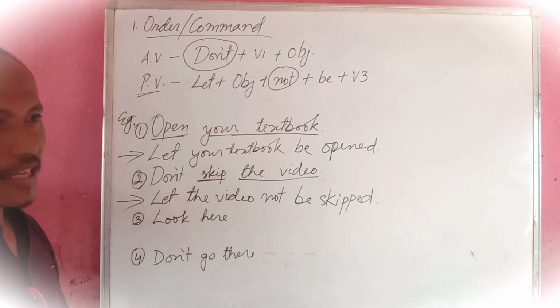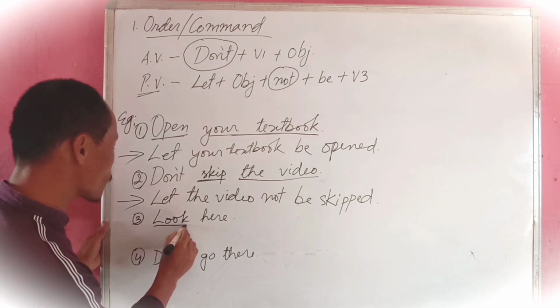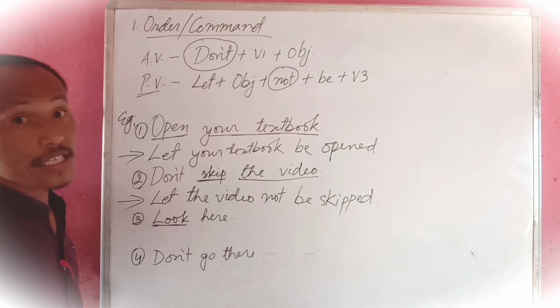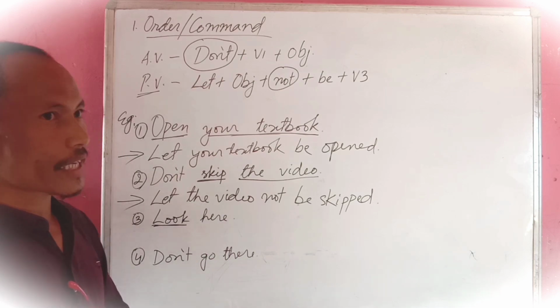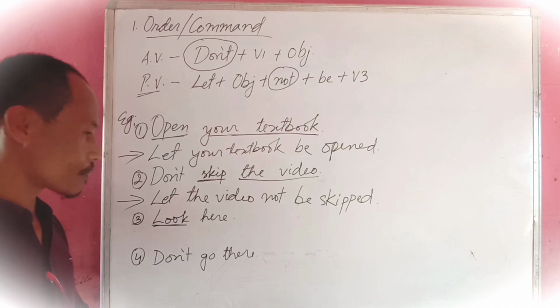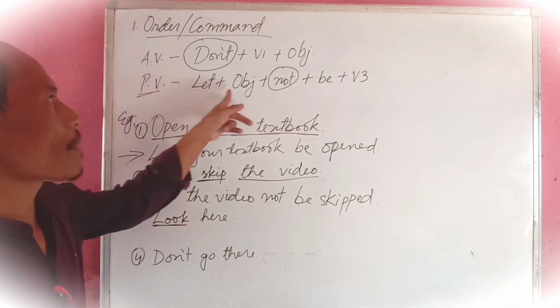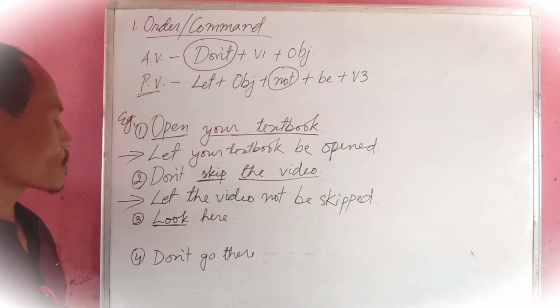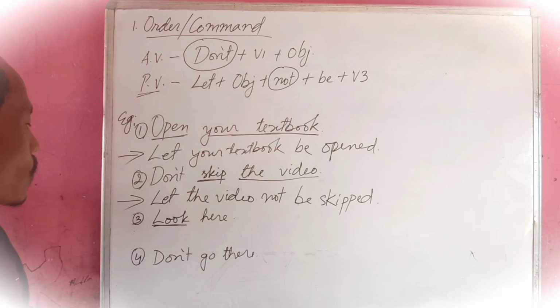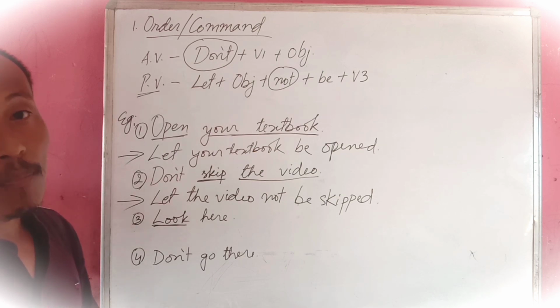Okay, third example, that is, look here. You see, here look is the verb and here is an adverb. Here is not an object. So this is an intransitive verb. So if the verb is intransitive, then we cannot apply this formula. Why? Because there is no object. So if it is an intransitive verb, then we have to apply another formula.